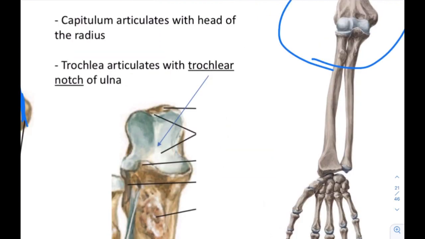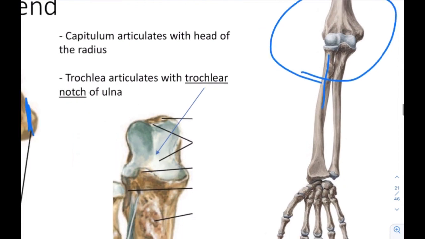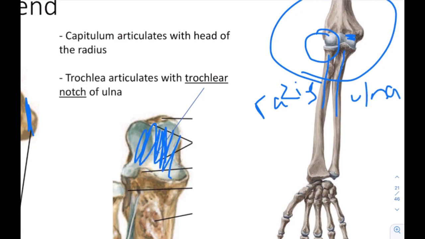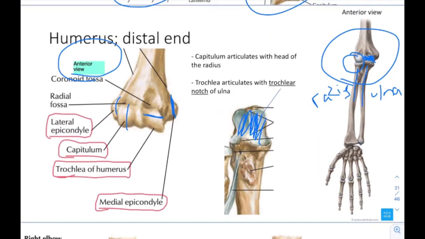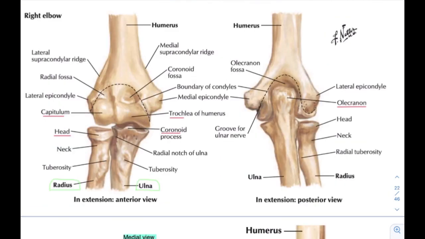Right here we have two bones. We have the radius, and we have the ulna. The capitulum articulates with the head of the radius, and the trochlea articulates with the trochlear notch of the ulna. So right here, this is the ulna, and this is the radius. The trochlear notch is this part here. It articulates with the trochlea of the humerus. So again, the capitulum articulates with the radius, and the trochlea articulates with the trochlear notch of the ulna. The trochlear notch is this part here inside.